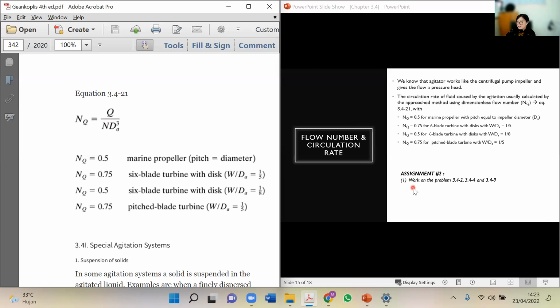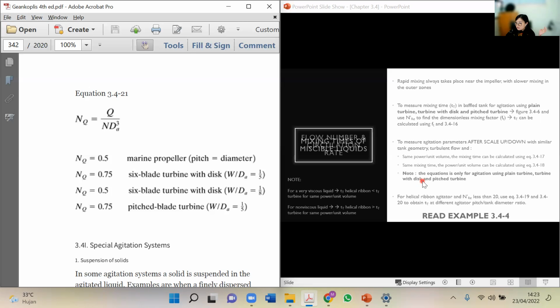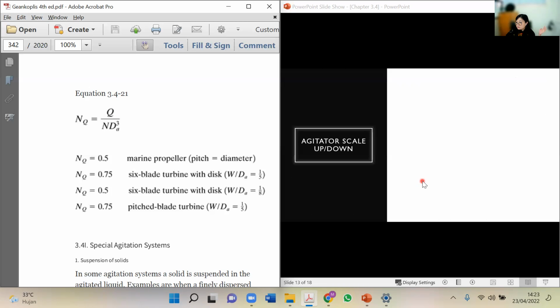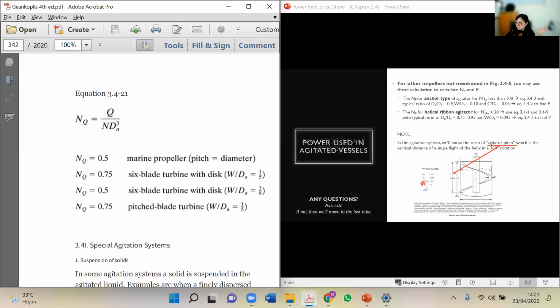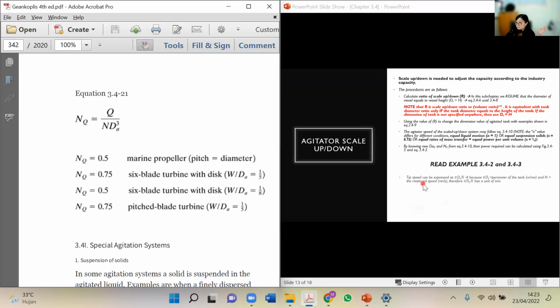Then before we go to the next subchapter, there are assignments for you to do for this agitation and mixing subchapter. So the first assignment is in the previous slide here. In the slide of agitators going up and down. So I want you to derive the equations of 3.4-12.